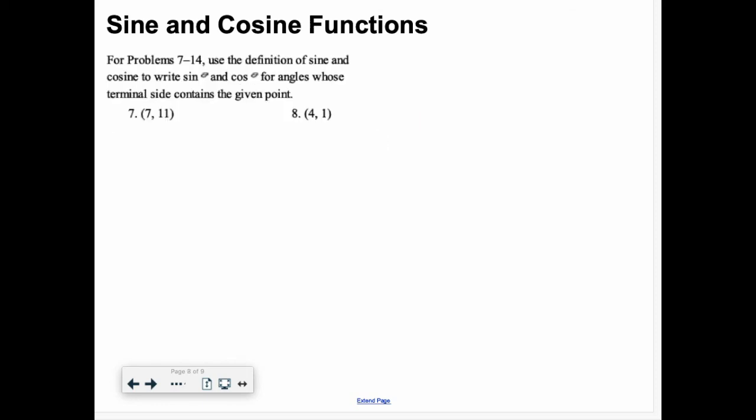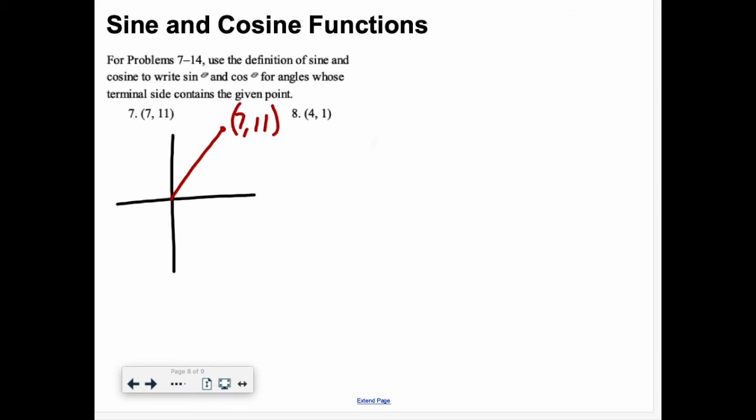So for 7 through 14, we're going to use the definition of sine and cosine to write sine of theta and cosine of theta for angles whose terminal sides contain the given points. The first thing that I want to do is draw out a little diagram, label it with my point. So I'm going to do 7, 11. Cool. And this is my terminal ray.